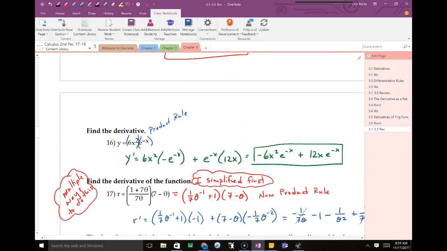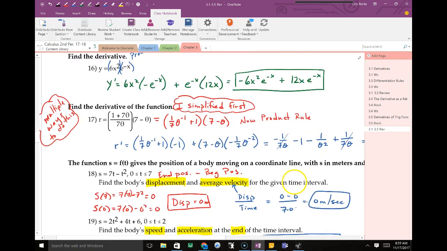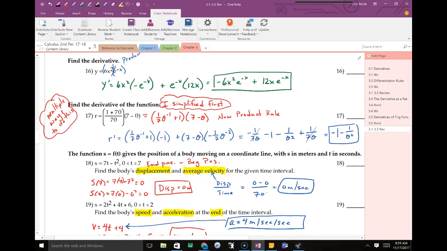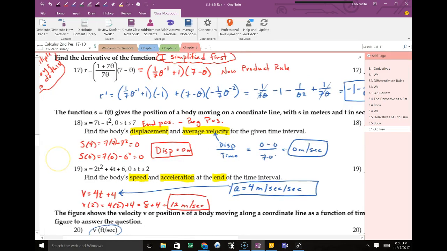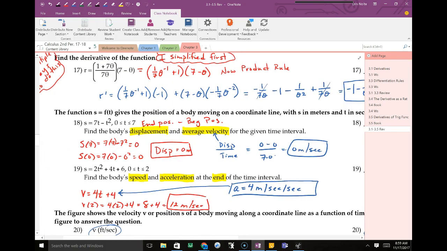Okay, 16, we just did that one together, and we did 17. Okay, number 18, make sure that you write down, if you didn't write this down already, displacement is the ending position minus the beginning position. So you're plugging those in and subtracting. In this scenario, both positions ended at 0, so your displacement is 0.